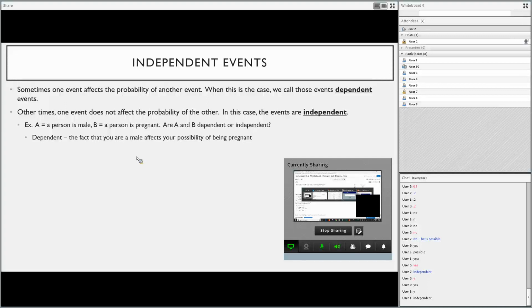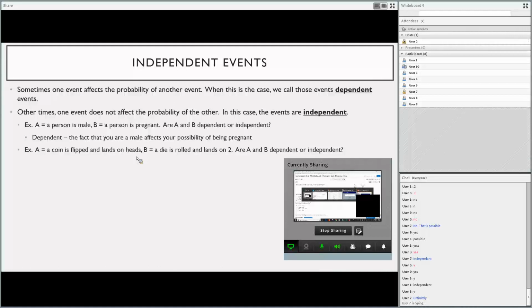So if I just went out in the world and said, I wonder what the probability that any person is pregnant is, there could be some number and I could calculate that number. But if I go out later and I say, I wonder what the probability that a male person is pregnant, now all of a sudden that number changed, right? Now that I know the person is male, now I know for sure they are not pregnant. So the fact that I knew it was male is changing or affecting the probability of the person being pregnant. So they are dependent. Does that make sense? Excellent. Okay, so let's try another one.